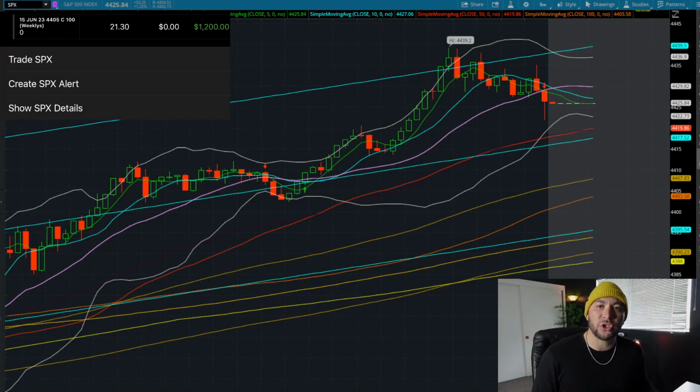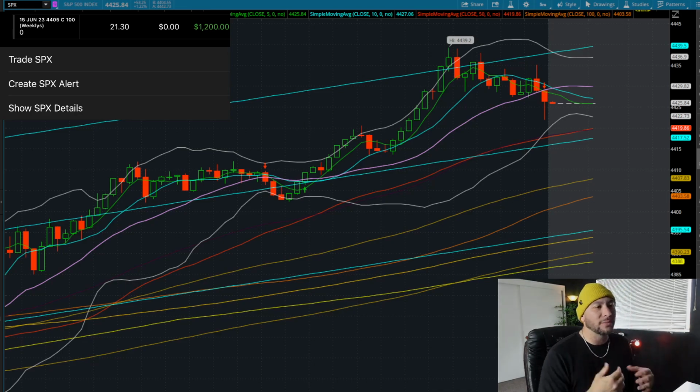Anthony with evolutiontraders.com. What I'm going to be doing is breaking down my SPX trade and showing you guys the power of options flow along with your strategy and how you can kind of incorporate this all together. Now, I've been using options flow for quite some time. I like to see the flow.